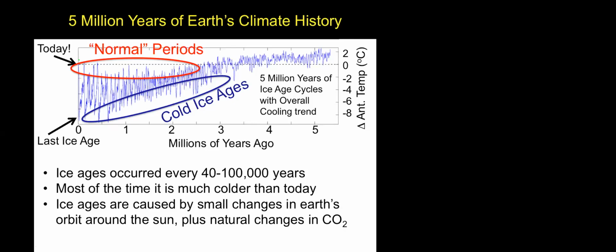And we know that they are primarily caused by small changes in Earth's orbit around the sun, plus natural changes in CO2. The way we think about it is that these small orbital changes help start it getting a little warmer or a little bit colder to either go into an ice age or come out of one. And then the natural Earth system kicks in some CO2, quite a bit of CO2, in order to accentuate the warming or accentuate the cooling and put you into an ice age or take you out of one.